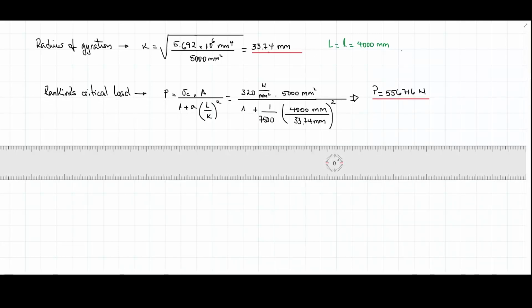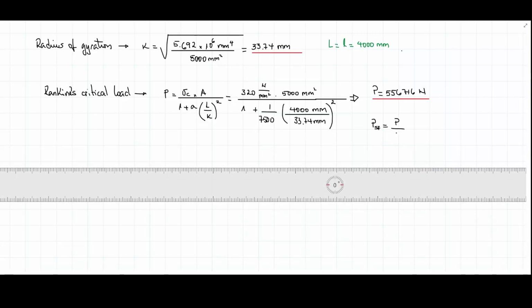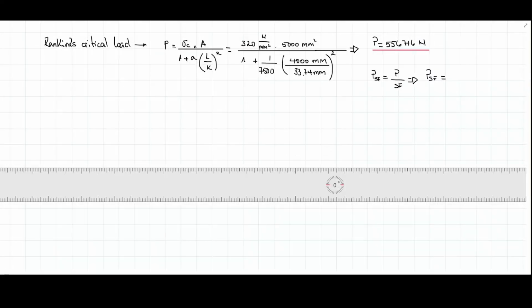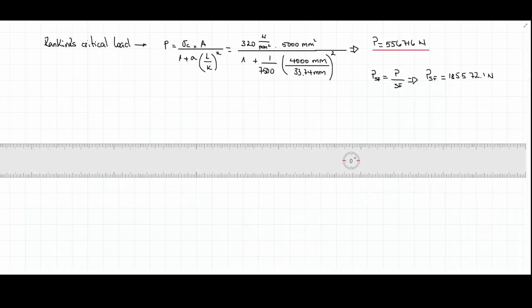And then the safe load, we said that was going to be the critical load divided by the safety factor. In our case, it is 3, so let's divide that by 3. The safe load equals 185,560 newtons, approximately 185,560.72. And there you have the solution to this problem.